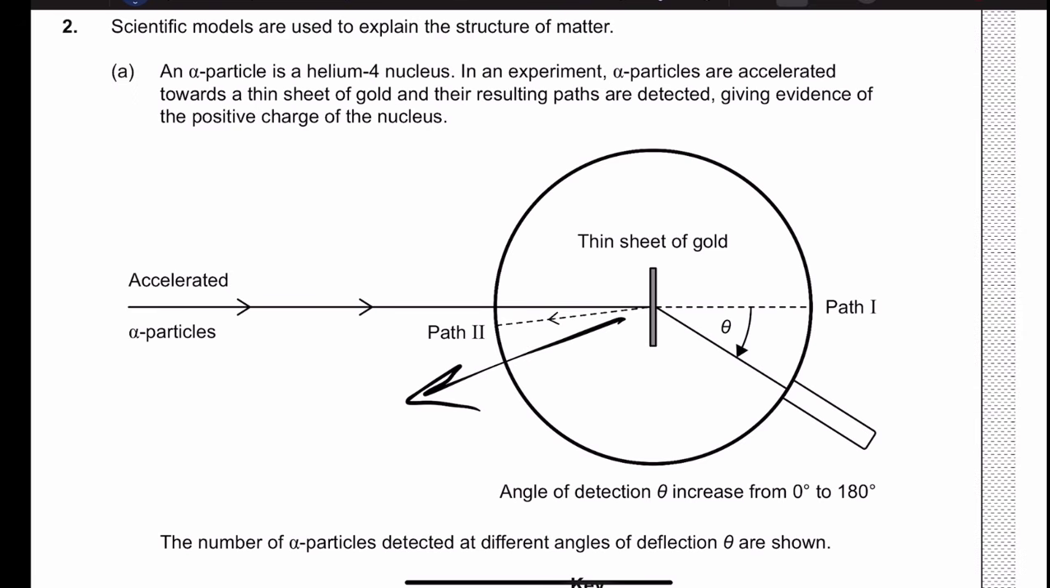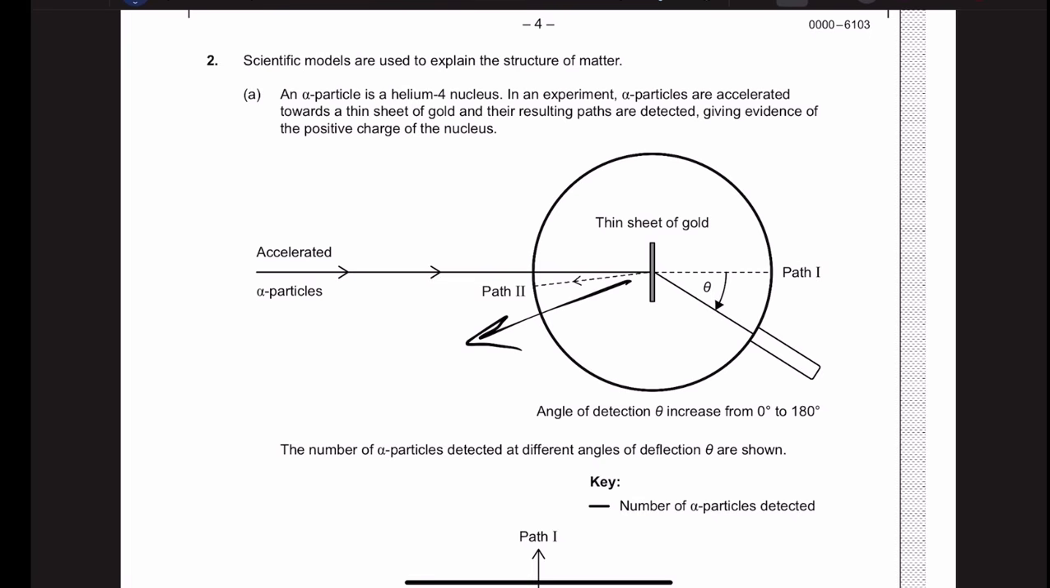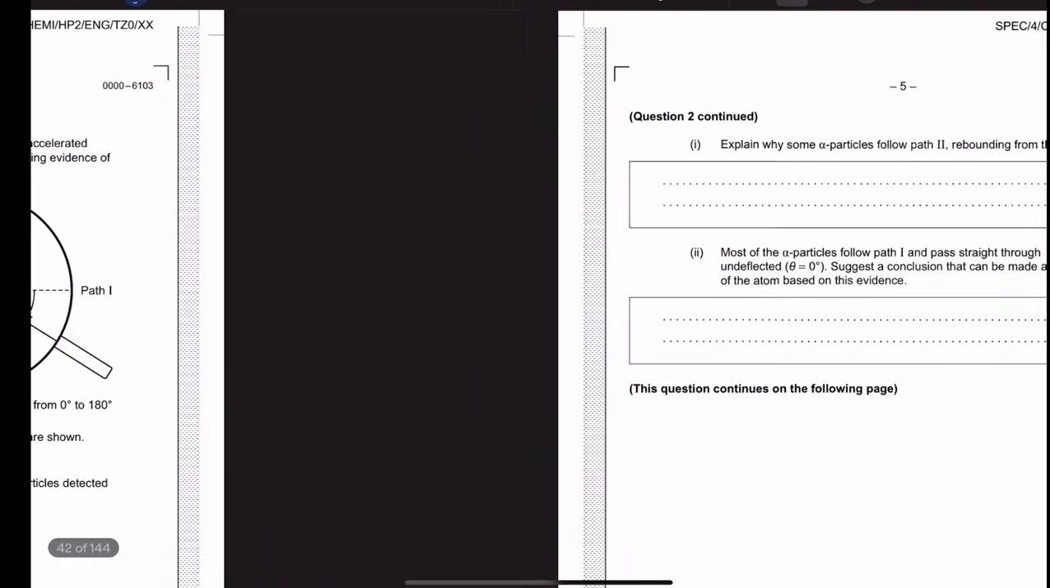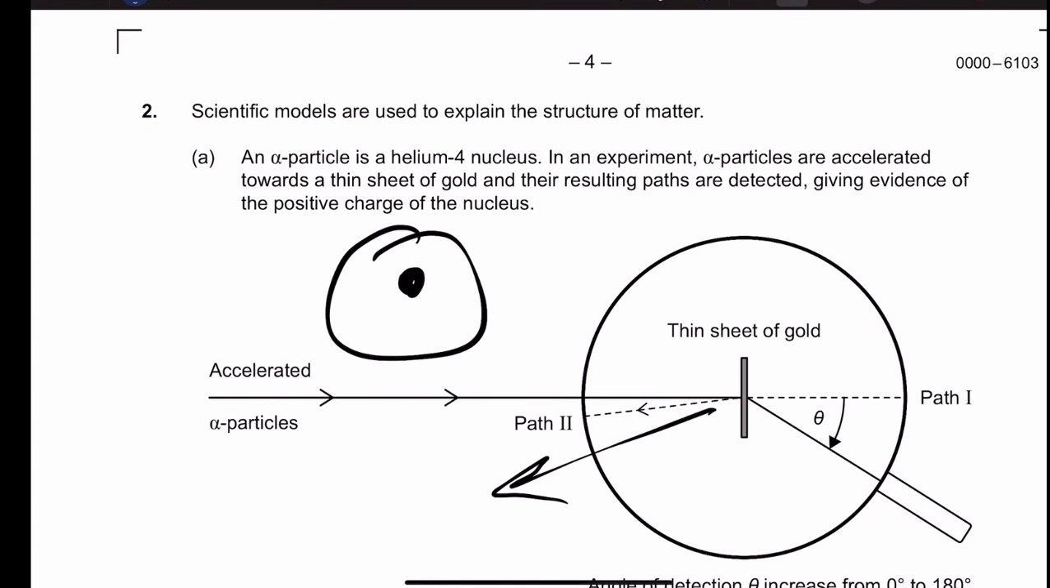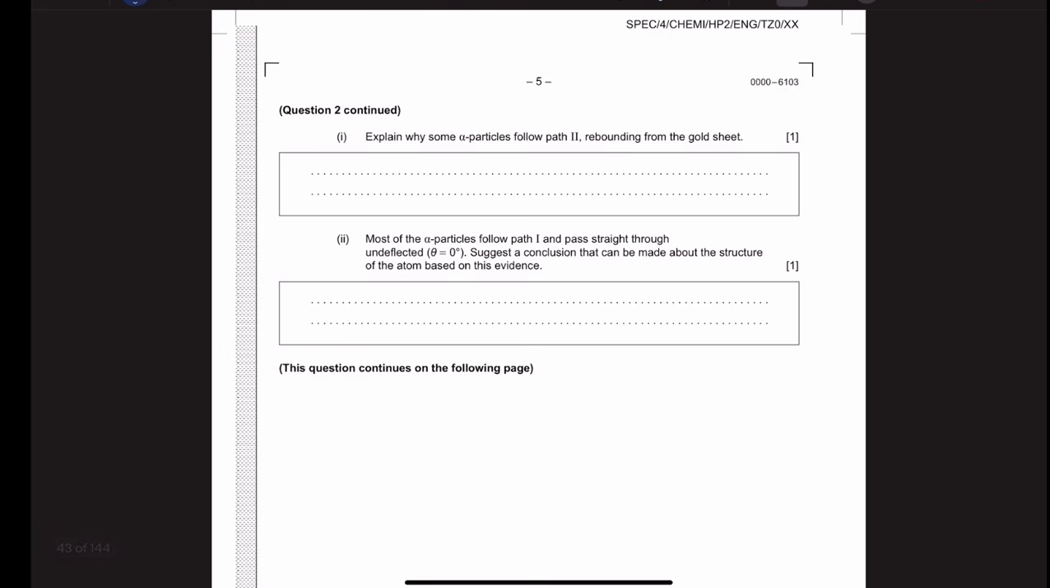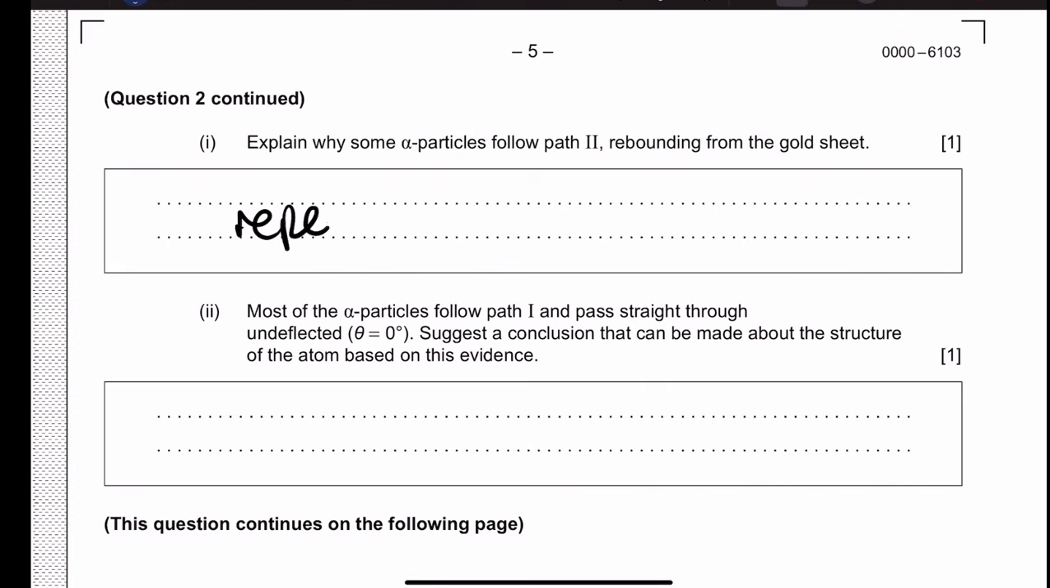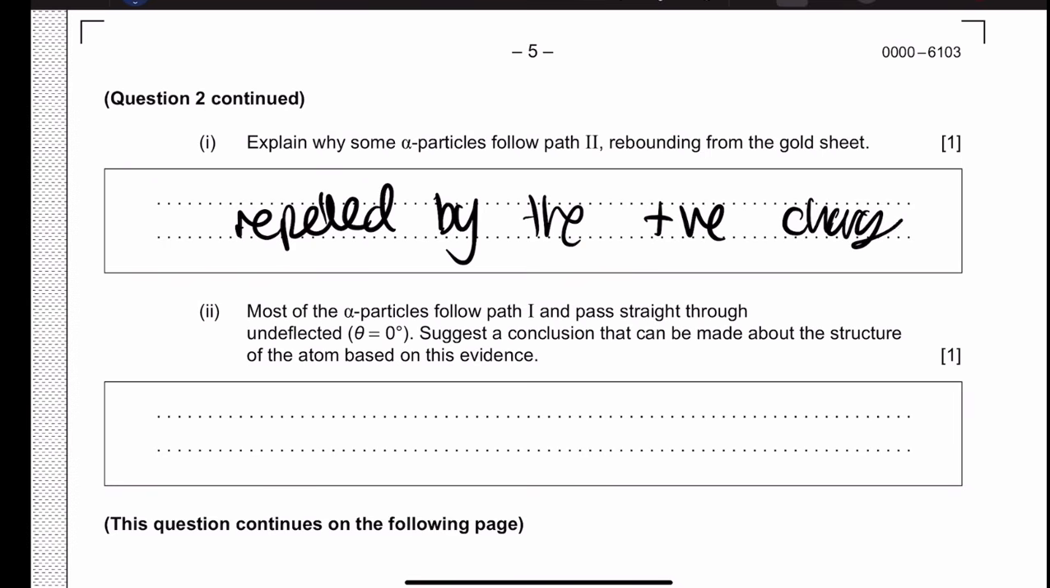Well, if you think about a sheet of gold, right? If you think about the gold atom, you have something in the middle, right? What is that? This is the atom, very basic structure. Yeah, something in the middle. That is your nucleus. It is filled with protons, and it's positively charged. Now, that positive charge repels the likewise positive charge of this alpha particle. So when you shoot an alpha particle, which is positive, at a positive nucleus, it's going to repel. So, yeah, it's essentially repelled by the positive charge of the nucleus.